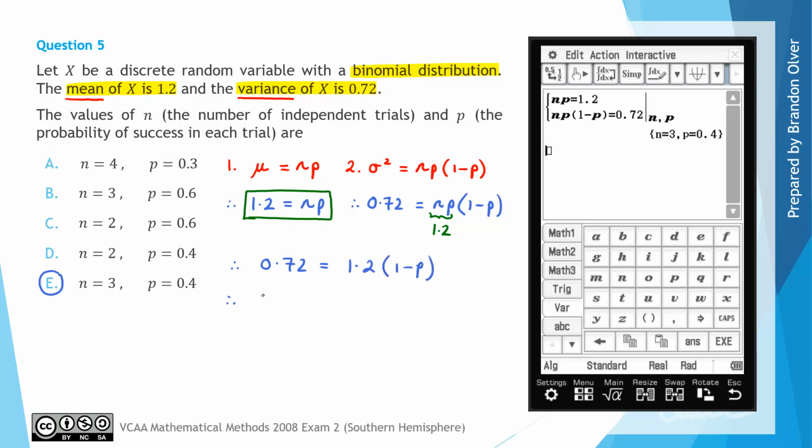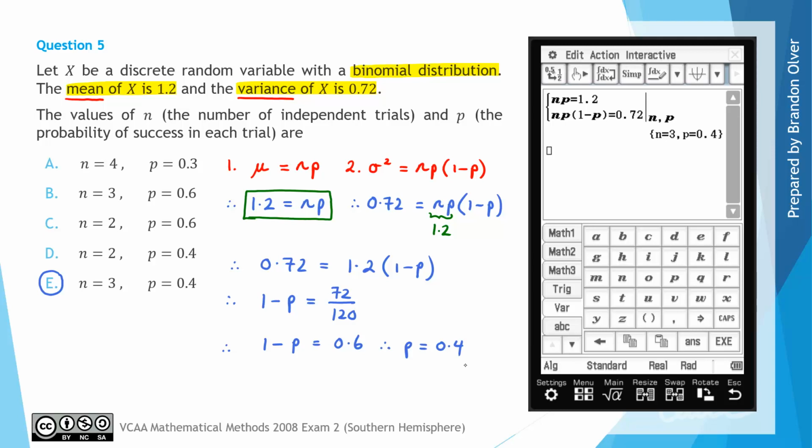So therefore, 1 minus p is equal to 0.72 divided by 1.2, which is the same as 72 divided by 120, just so we don't mix decimals and fractions. And now 72 over 120, we can actually simplify to be 0.6. So therefore, 1 minus p is equal to 0.6. So therefore, p equals 0.4.